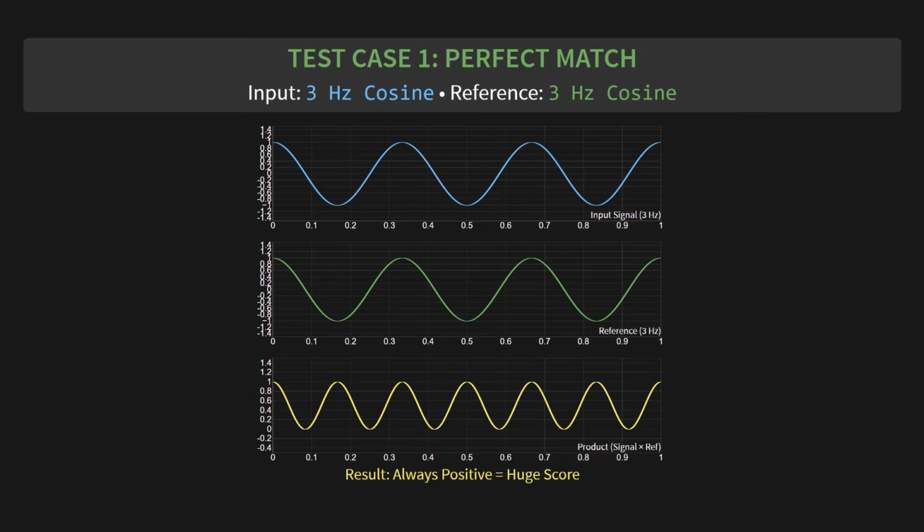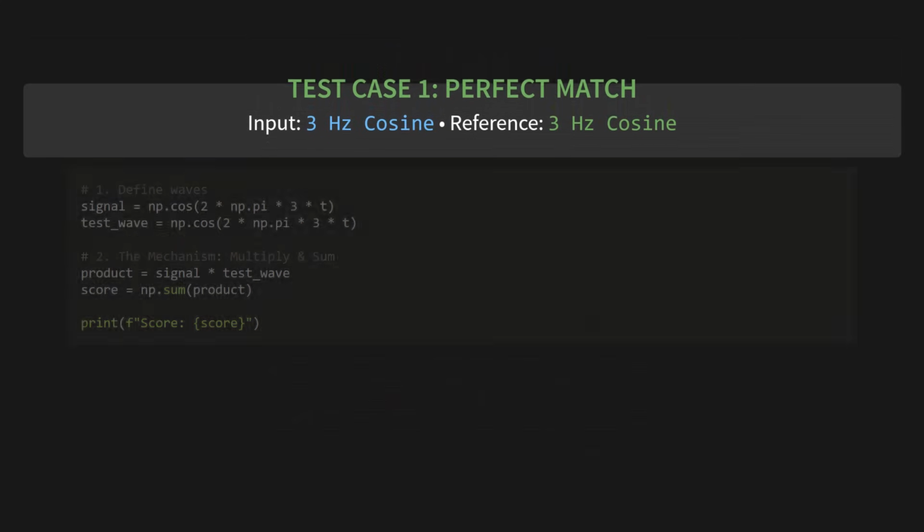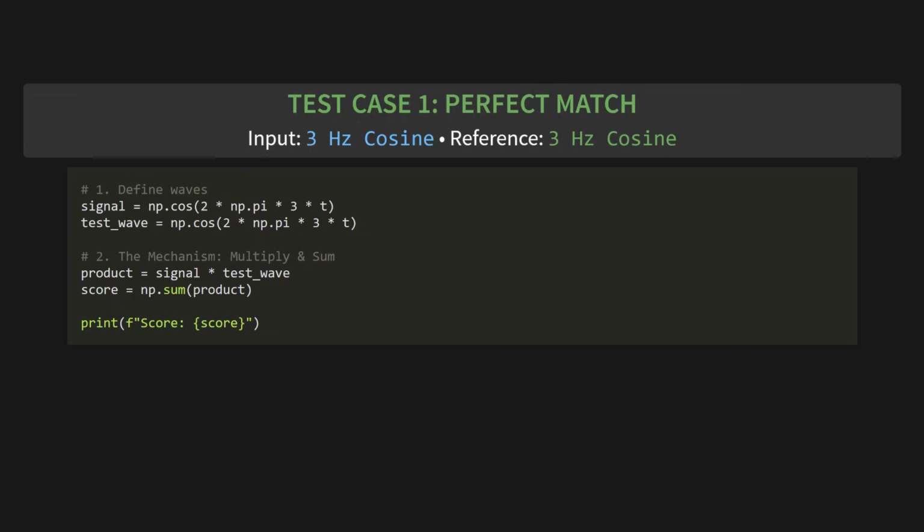When we do this, they align perfectly. A positive peak lines up with a positive peak. A negative trough lines up with a negative trough. And since positive times positive is positive, and negative times negative is also positive, the result is always positive, which means we're going to get a huge final score.